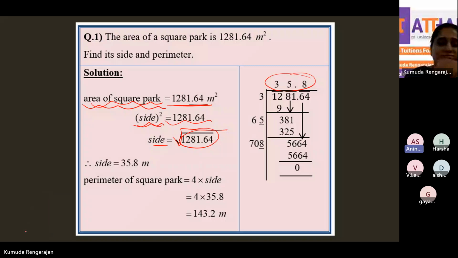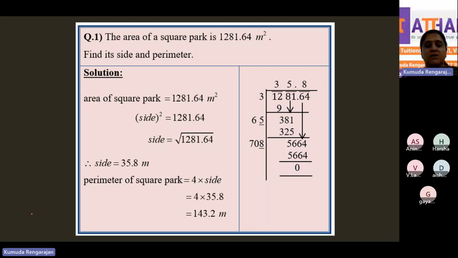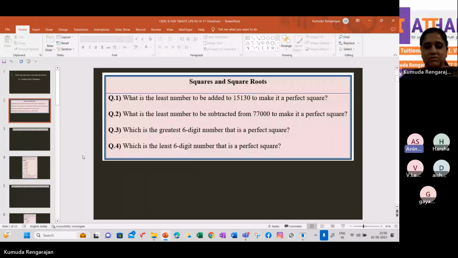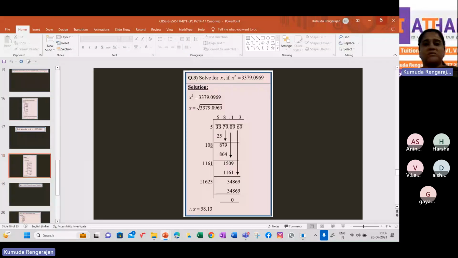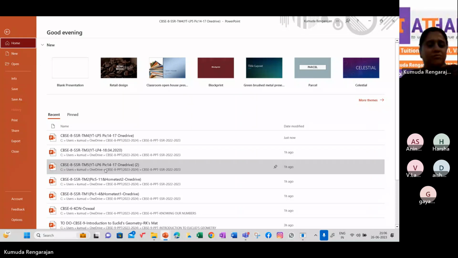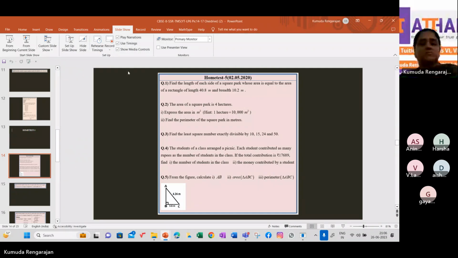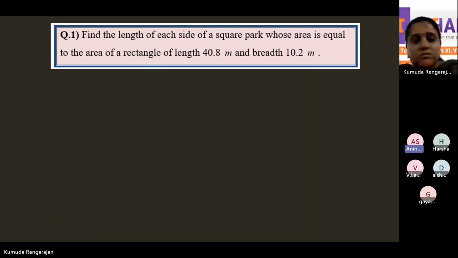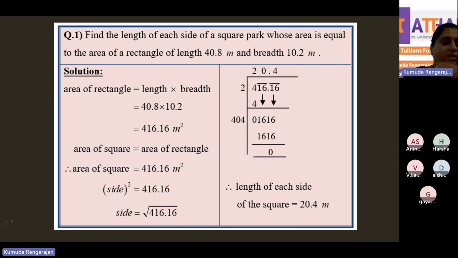Ma'am, I got the answer as 20.4. To find the perimeter. Yeah. So in the same way, children, now coming back to this question. Ma'am, I got the answer as 20.4. One second, which was it? This was 4. Yes, even I'm getting the answer as 20.4. Yeah. What's the answer? 20.4. 20.4, correct. 20.4 meters. Yeah, complete this one.